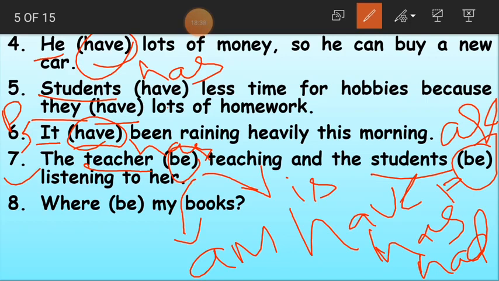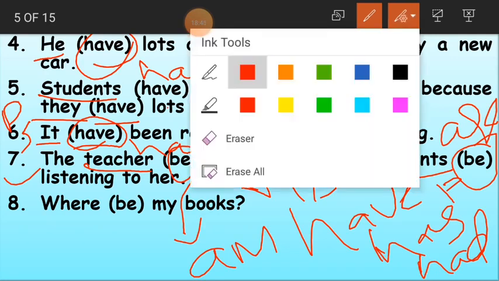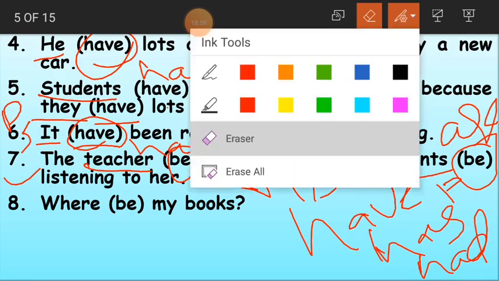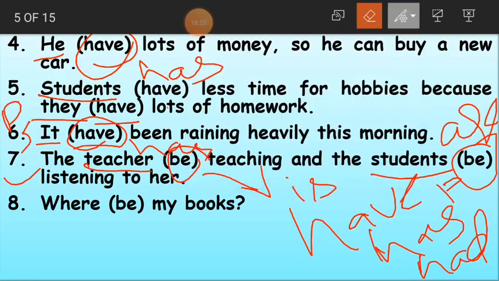Where dash, not blank, where be my books. So, this be we have to change. This be we have to change actually. Where be my books. Books. See, books, what is book here? Singular or plural? What is book here children?